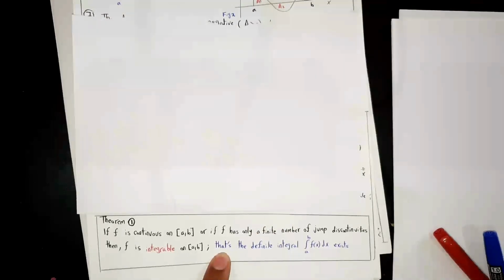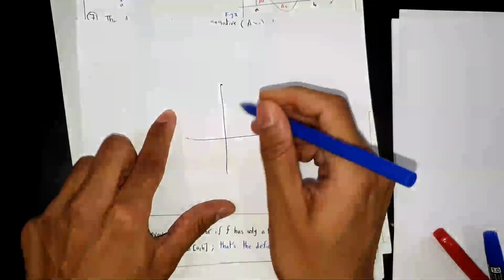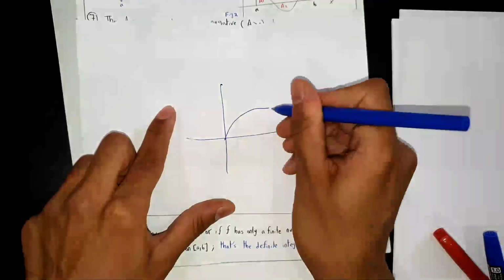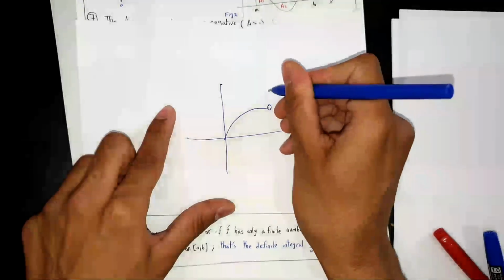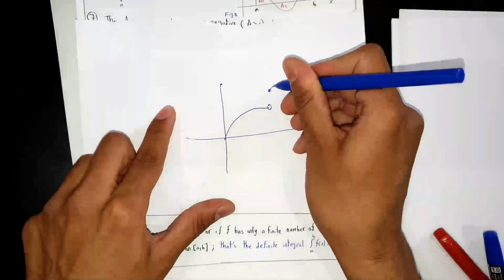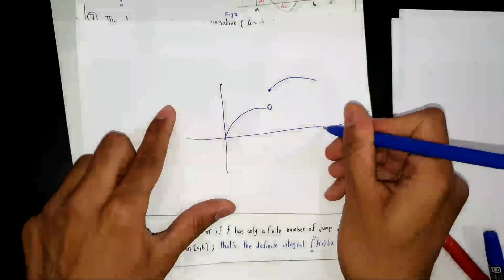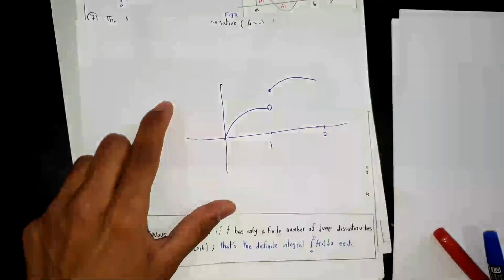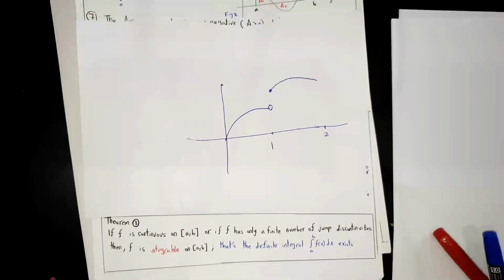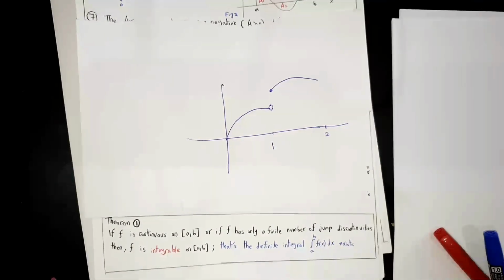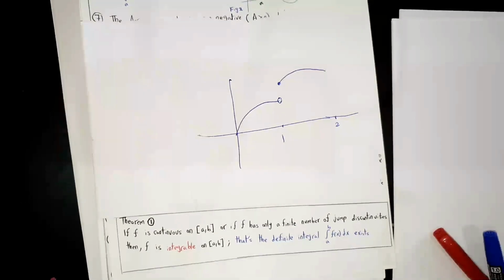Concentrate on the word finite. So for example, assume we have this function from 0 to 1, and there is a discontinuity here, which is a jump discontinuity, and the function continues this way up to 2. In fact, we can integrate this function. It is an integrable function. What about if we have 2 jump discontinuities? It is integrable. What about if we have 1 million jump discontinuities? Again, it is integrable because it is finite.